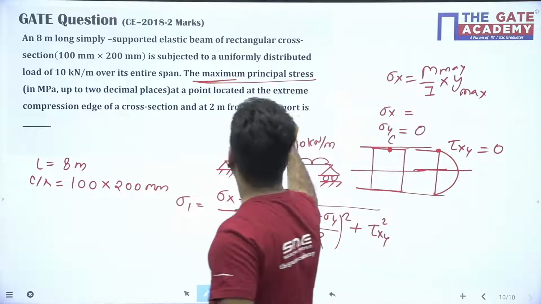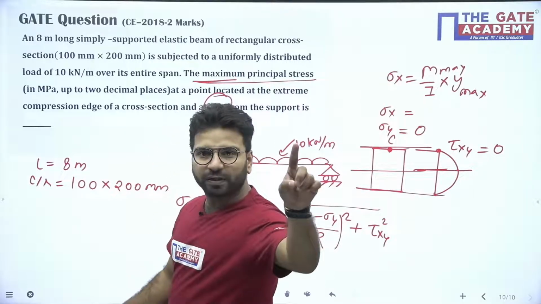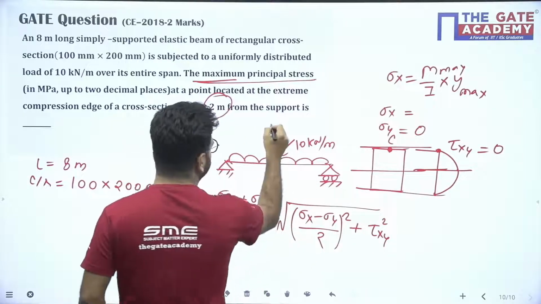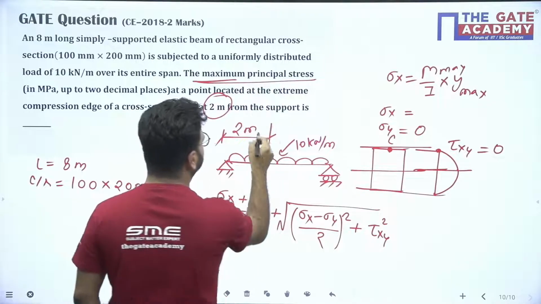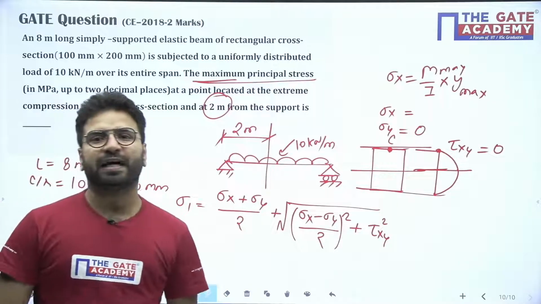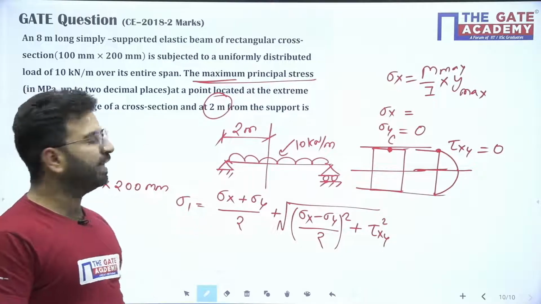Okay. The point is located at the extreme fiber cross section at 2 meter. I missed one thing. They are asking here at the 2 meter distance. I thought it's a maximum, but it is at the 2 meter. So what will we do? We can calculate here the bending moment.